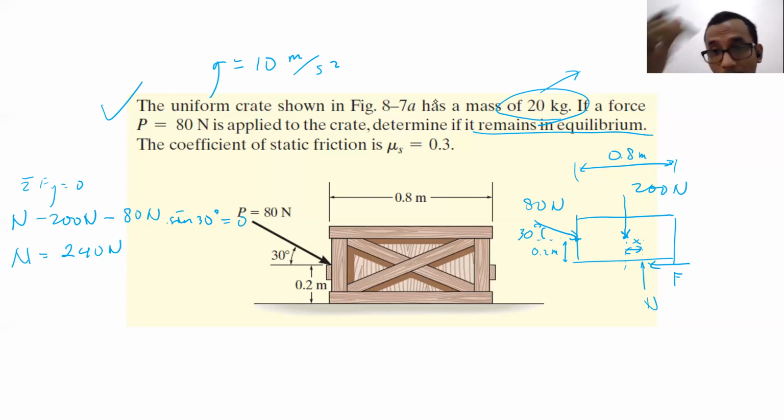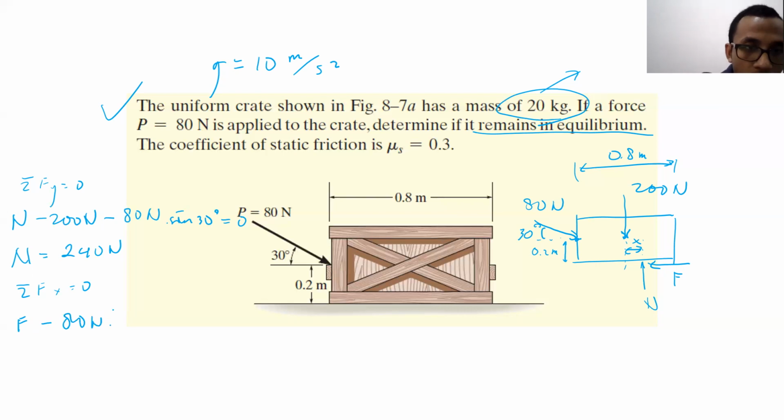Then the next thing we're supposed to calculate is the friction force using sigma Fx equal to 0. If going left is positive, then what we have is friction force minus 80 newtons multiplied by cos 30 degrees equal to 0. So our friction force will be equal to 80 newtons cos 30 degrees.